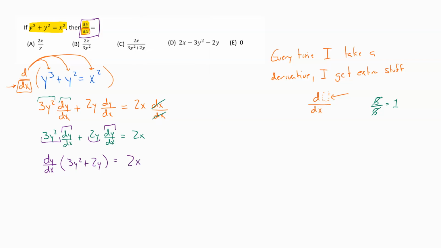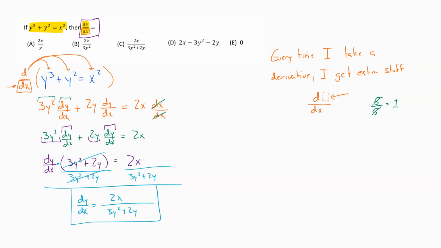The reason that's important to us is that now we're down to a single dy/dx that we can solve for, and these things are being multiplied. So to get dy/dx by itself, I'm just going to divide both sides by 3y squared plus 2y. And so out of there, we'll get dy/dx equals, those would cancel out, 2x over 3y squared plus 2y. And that would end up being what our dy/dx equals. So that's going to be our final answer. And we can see that that would be option C. So implicit differentiation, my mantra is always, every time I take a derivative, I get extra stuff.